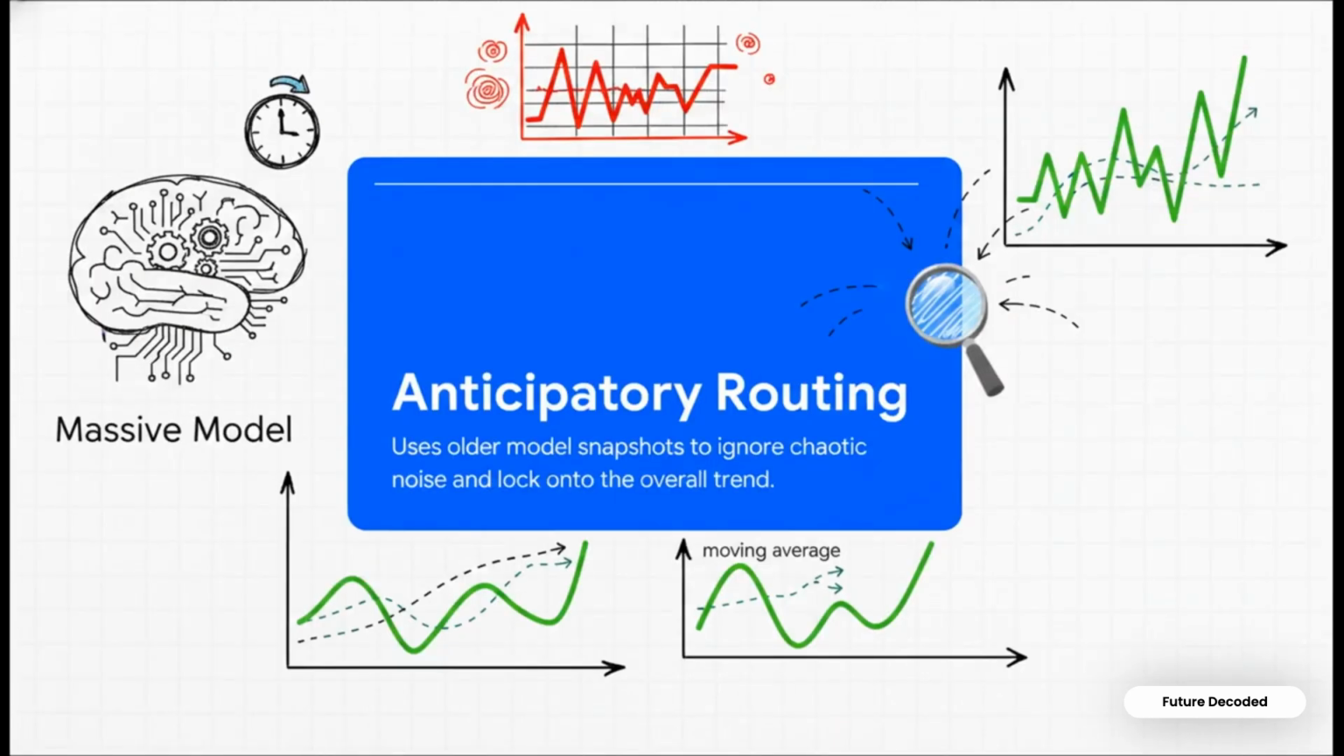Even with that super careful timeline, though, massive models can still experience these things called loss spikes that completely derail training. DeepSeek's weird but absolutely brilliant solution to this is anticipatory routing. When the model detects early signs of instability, it temporarily stops looking at its current, chaotic state and instead routes decisions based on slightly older, historical snapshots of itself. It's exactly like using a moving average on a stock chart. It ignores the daily chaotic noise and just locks onto the smooth overall trend until the danger passes. It essentially makes the model completely self-stabilizing.